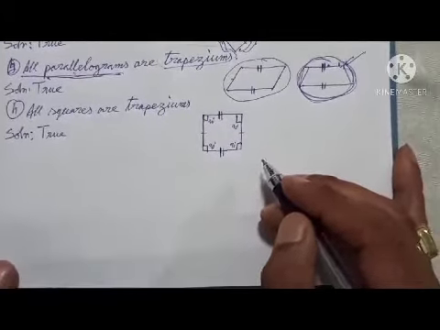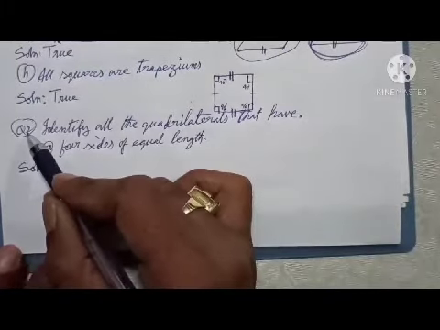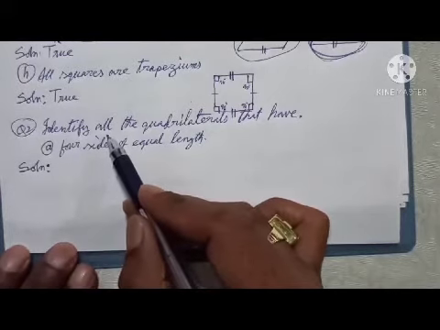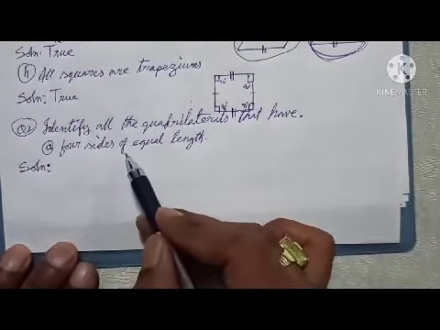Then let's go to the next question. Let's study this question number 2. Identify all the quadrilaterals that have either 4 sides of equal length.